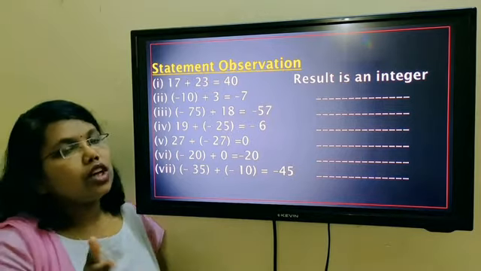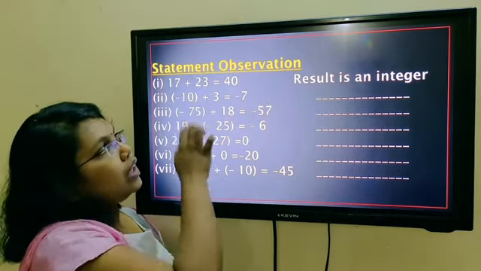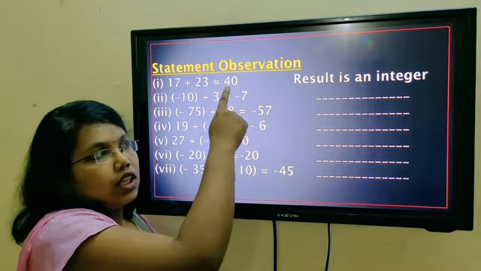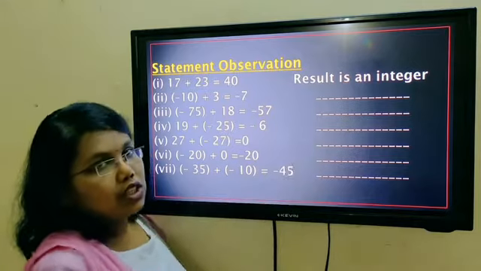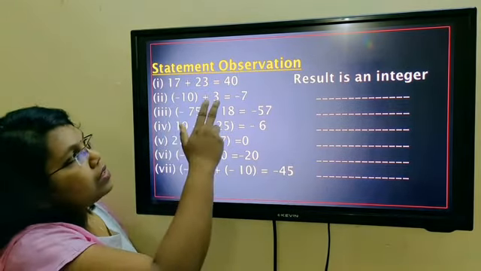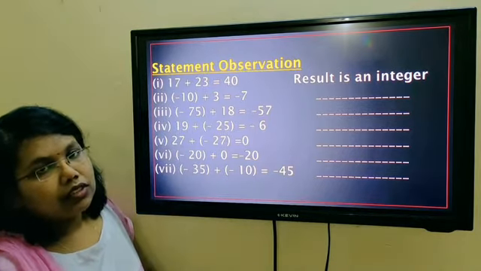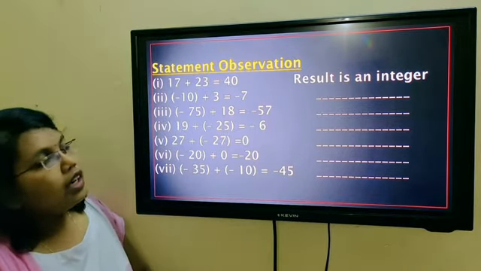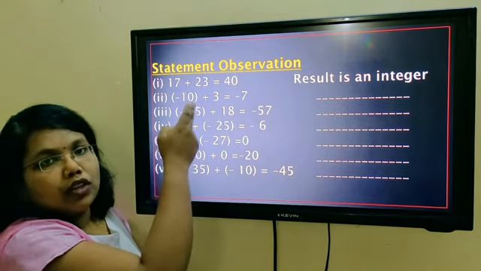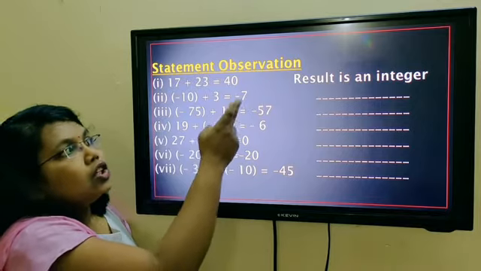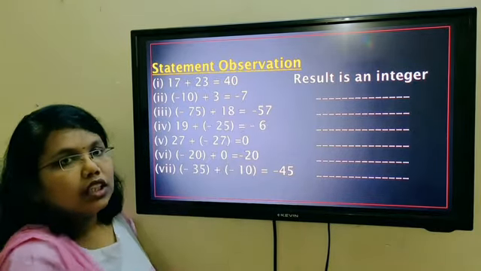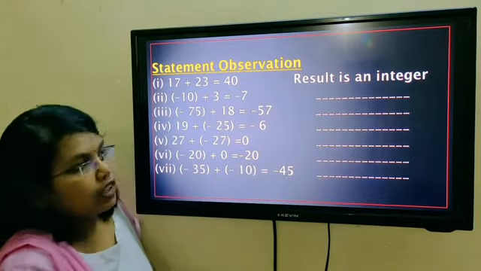The first one is done for us. 17 plus 23, when you are adding two positive integers, you are getting a positive integer as an answer. So that's why the result is an integer. Positive or negative hardly matters here. Again, minus 10 plus 3. Different signs, find the absolute values. 10 and 3, their difference is 7. Bigger absolute value 10 carrying minus sign. So the answer is minus again. So what is this minus 7? Is it an integer? You will specify it there.